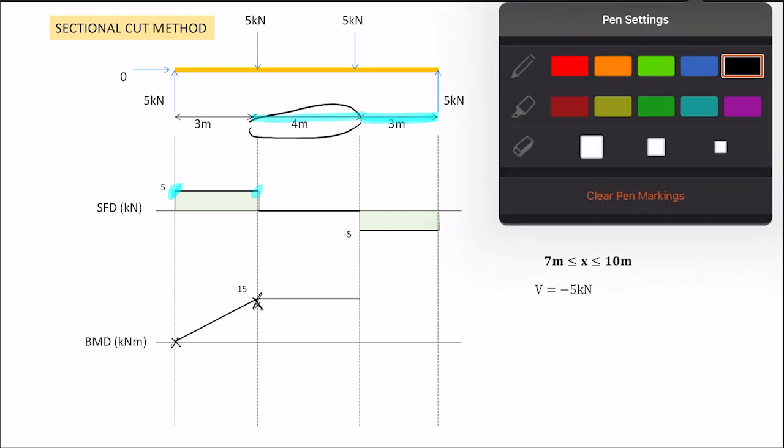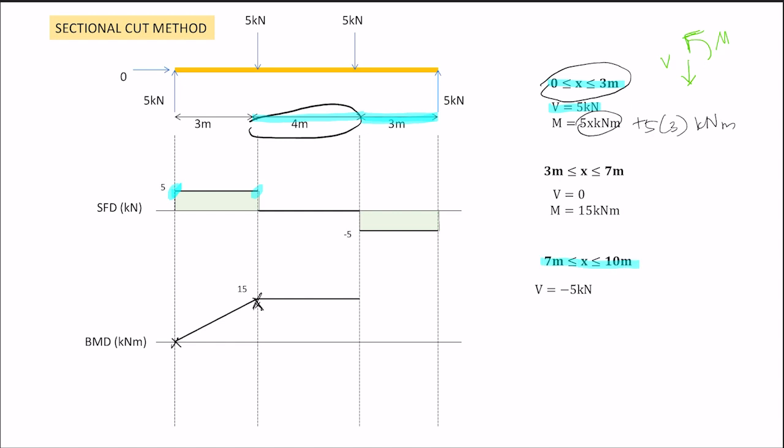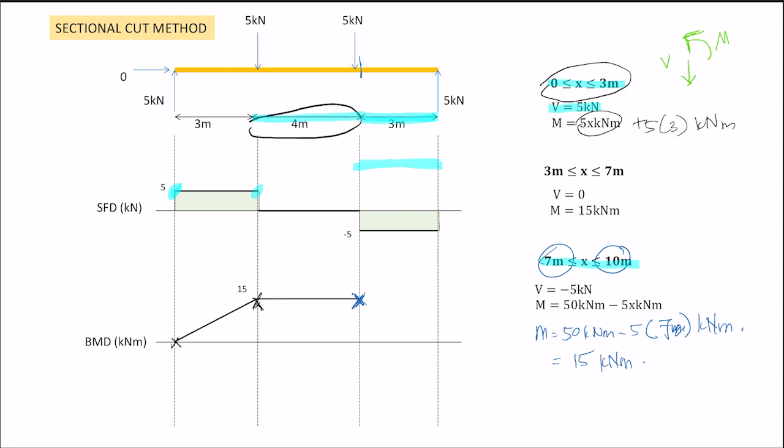Lastly, our limitation here, 7 meter. X must be more or equal to 7 meter, less or equal to 10 meter. For this area, the equation is 50 kilonewton meter minus 5x kilonewton meter. For the first point here we just want to check, because it is actually 15 but maybe it changes. We don't know, so we substitute it. 50 kilonewton meter minus 5 times, when X equals 7 meter, which is the limit. Then you will get the answer 15. Is that right? Yes, it is 15 here. 5 times 7 is 35. 50 minus 35 is 15.